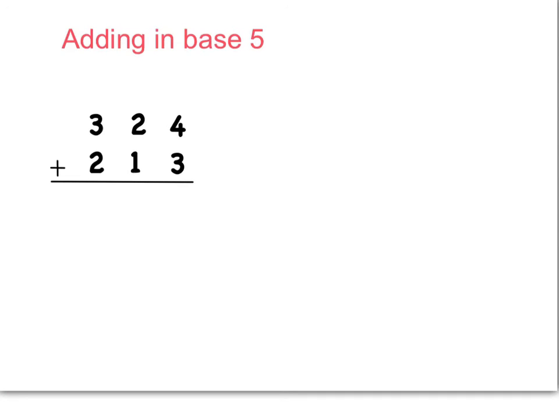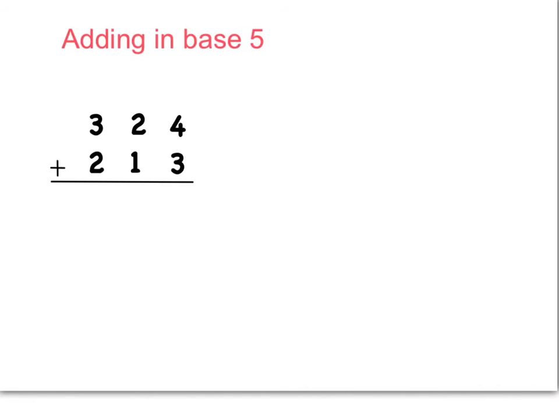All right, let's continue our lesson by adding in base 5. So we are going to add 3 2 4 plus 2 1 3. Notice I'm not calling it 324 because it's not 324, it's 3 2 4. Just like in base 10 or base 2, we are going to start our addition on the right-hand side. So I have 3 plus 4.